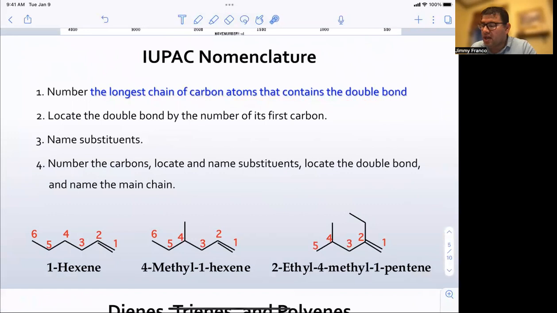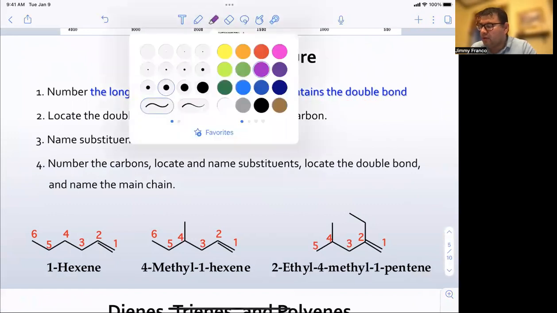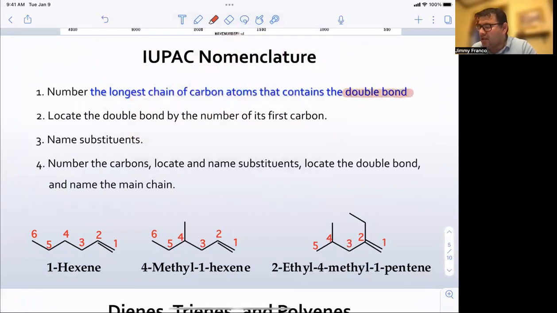The difference now is it's got to be containing the double bond. So it's the longest carbon chain that contains the double bond. And the other biggest thing is we want to give the double bond the highest priority. So we're always going to number from the side that gets to the double bond the fastest.